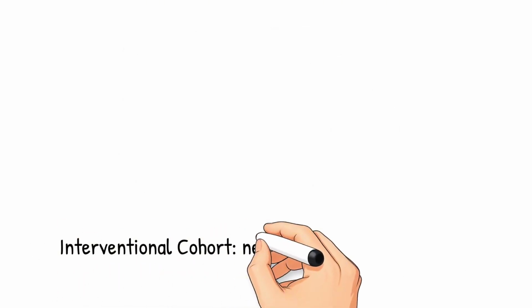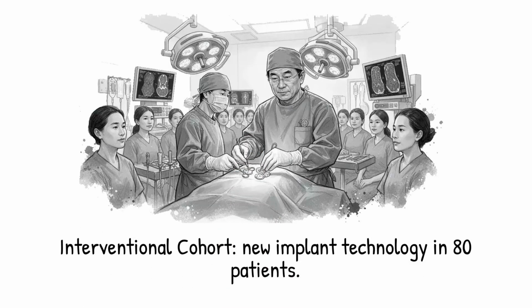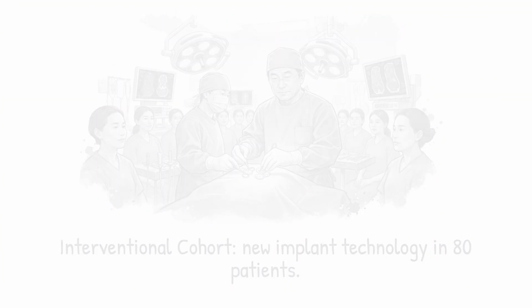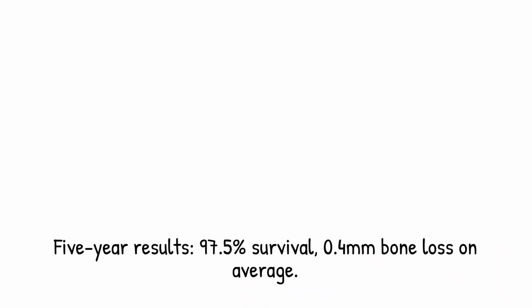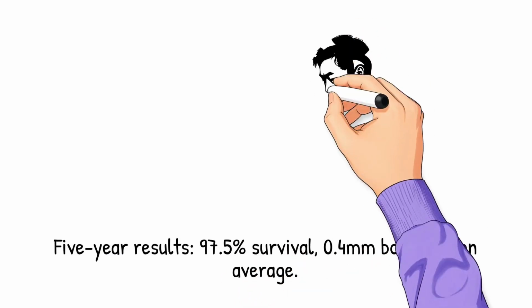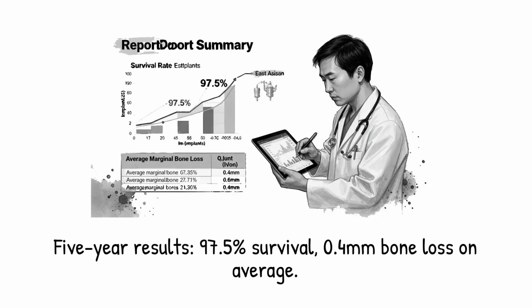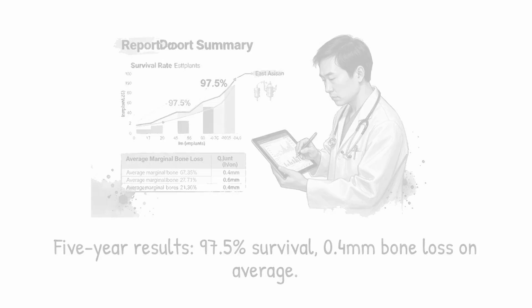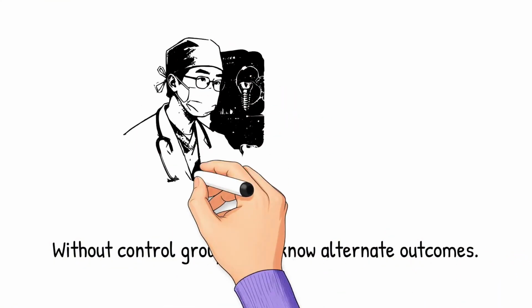Interventional cohort example. A surgeon places implants using a new surface technology in 80 patients and follows them for 5 years with annual radiographic assessment. Survival rate at 5 years, 97.5%. Marginal bone loss, 0.4 millimeters on average. A treatment was applied and outcomes were tracked, but there is no randomized control group. You know what happened. You don't know what would have happened without this specific surface.